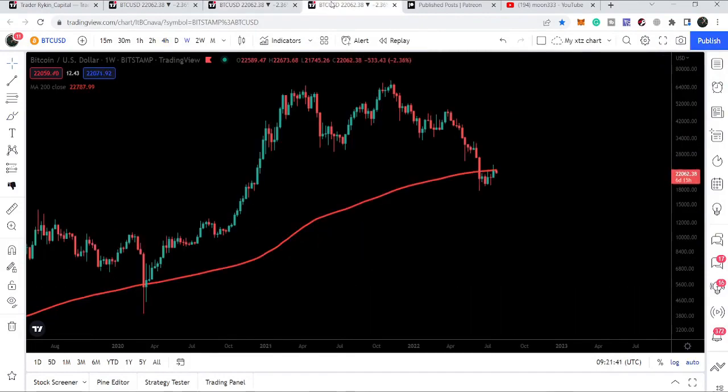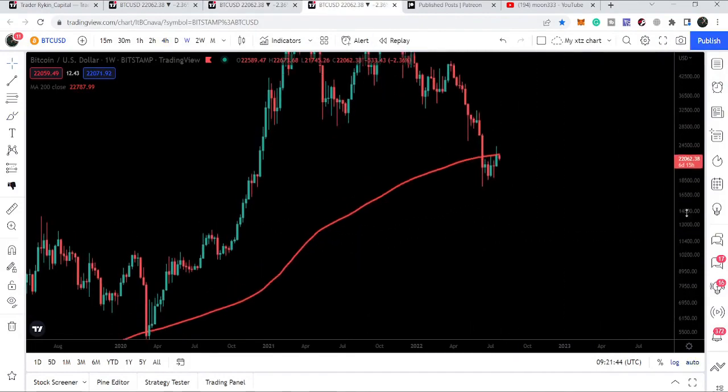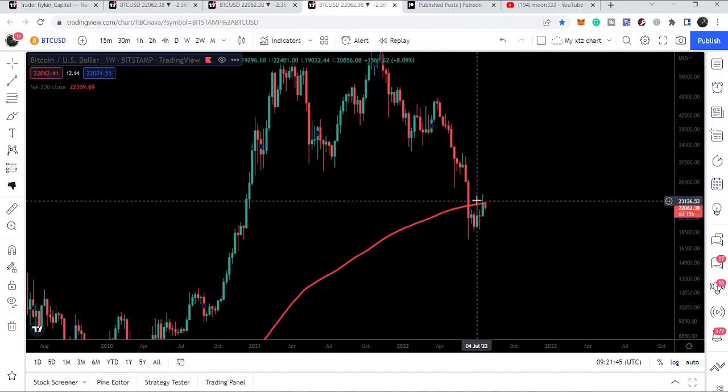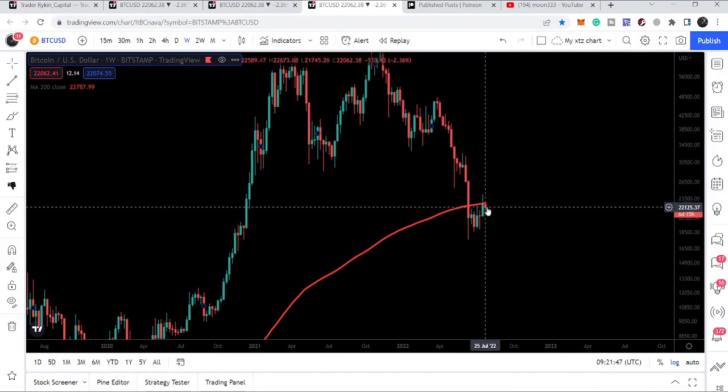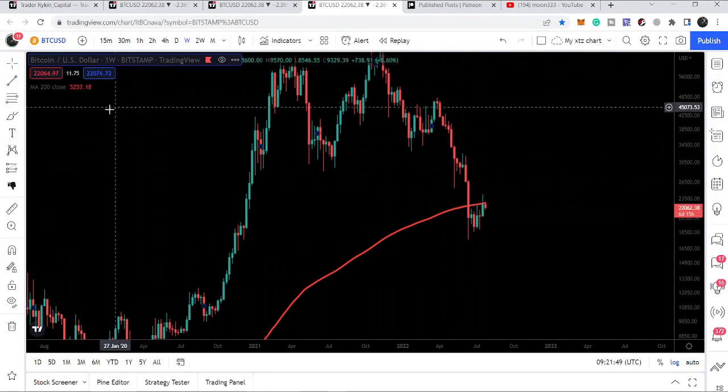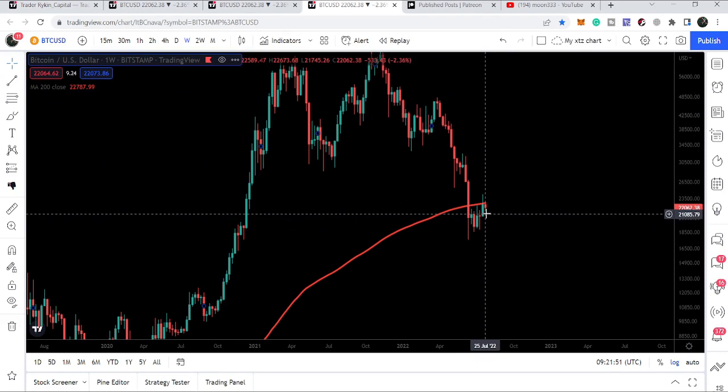Now if we switch to the weekly time frame chart, we are still struggling to break out this resistance of the 200 weekly simple moving average. You can see the value of this 200 weekly simple moving average here. The value is $22,782, and still we are moving below this level.